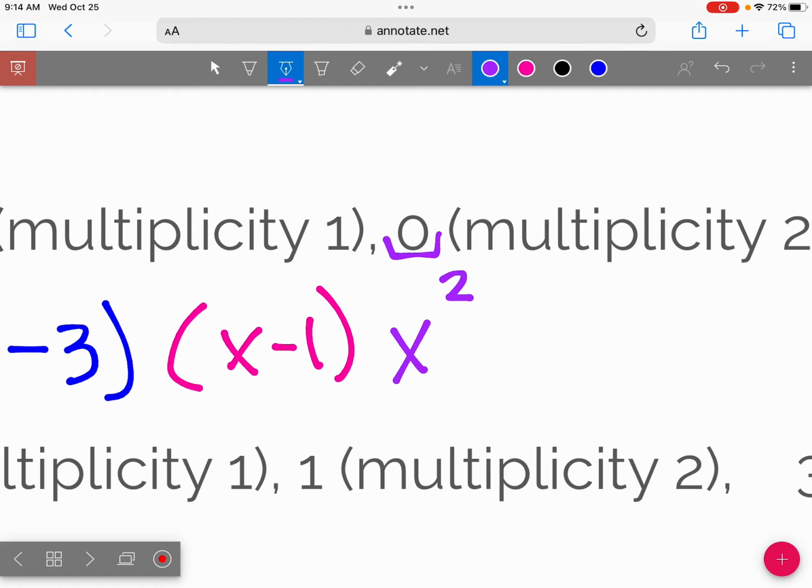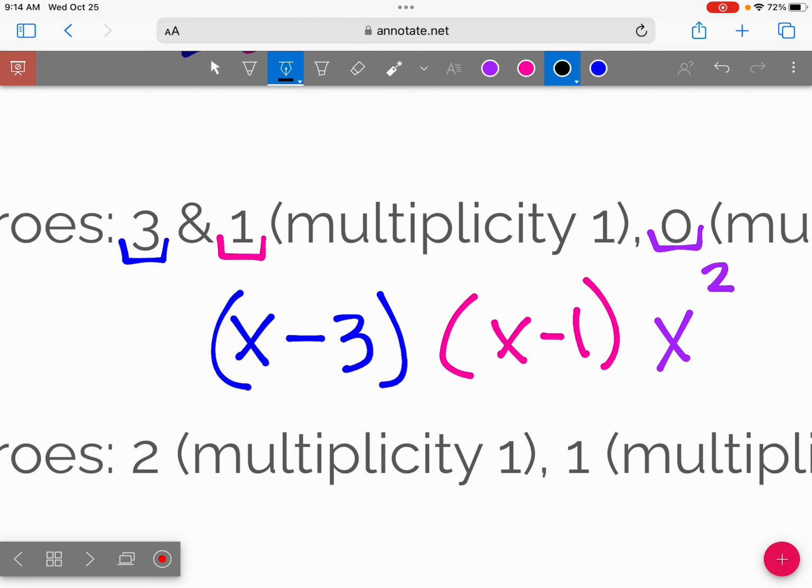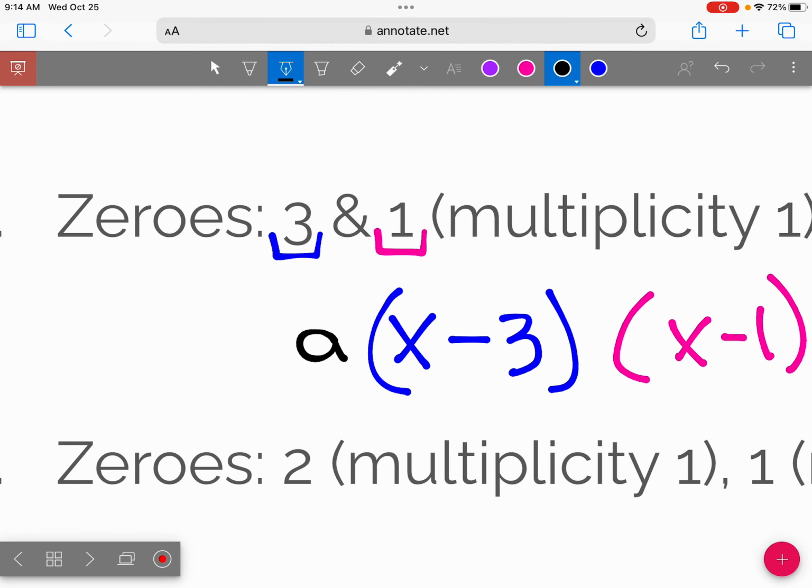Does this now have a degree of 4? Yes. Do we know our leading coefficient? No. So I'm going to put an A. And that's our function rule. Okay?